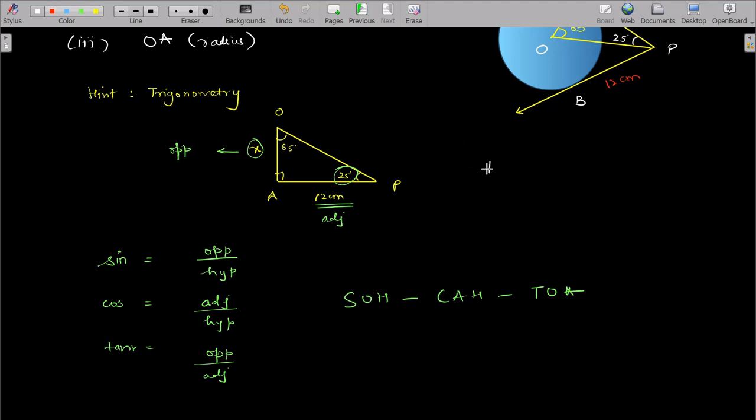Tangent, yes. So you will write that tangent of 25 degrees is equal to opposite over adjacent, right? Because opposite is what you need to find out, so x, and adjacent you know already, it's 12. And tangent of 25 degrees, you can use your calculator to find that out. You find out what tangent of 25 is and you write that here, then you multiply that by 12 and you'll get the value of x.